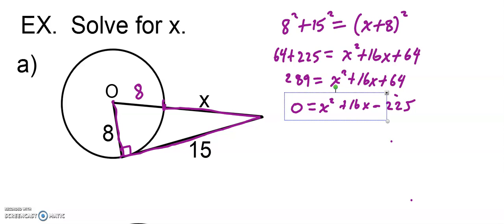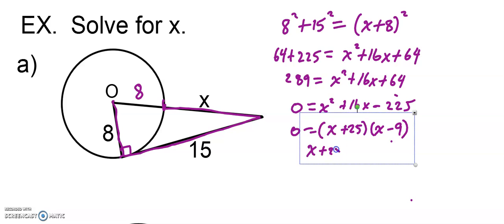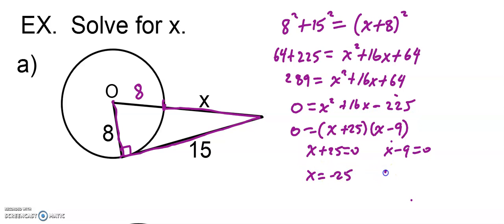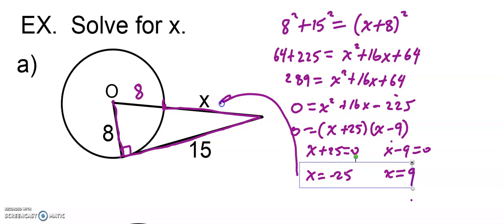And then factoring, I say, well, it multiplies to give me negative 225 and adds or subtracts to give me 16. Well, I believe it would be positive 25 and negative 9. So those would be the two factors. Setting each factor equal to 0, I would get x equals negative 25 and x equals 9. But again, because I'm looking for a length, it can't be x equals negative 25, so the only answer would be 9.